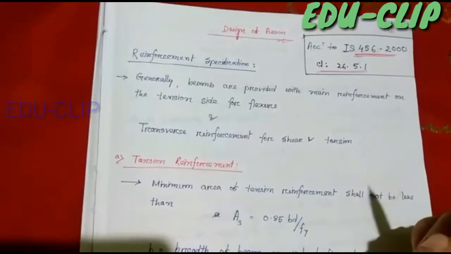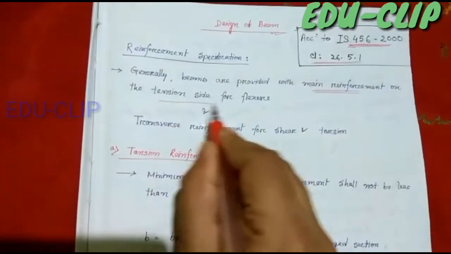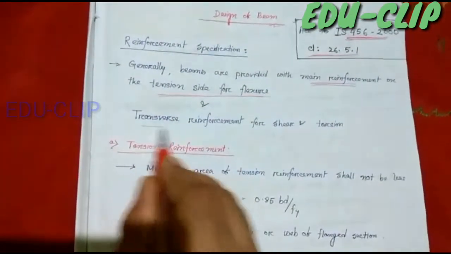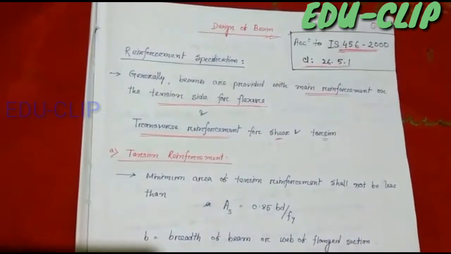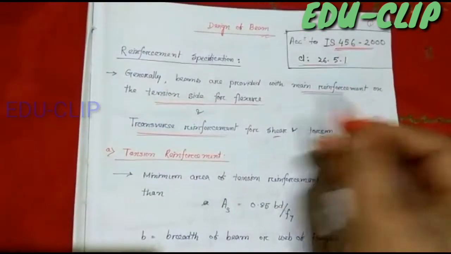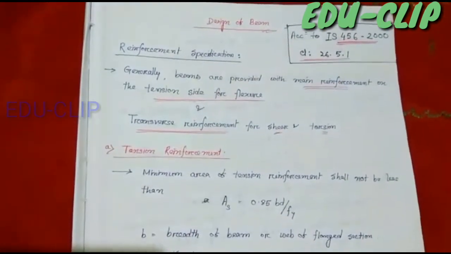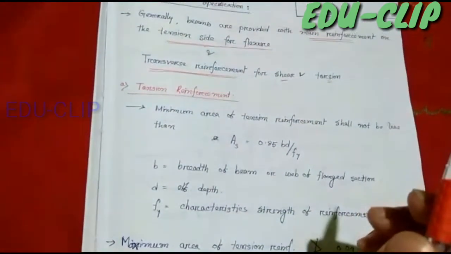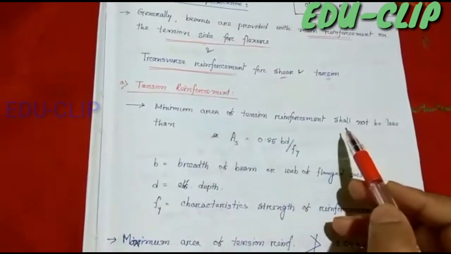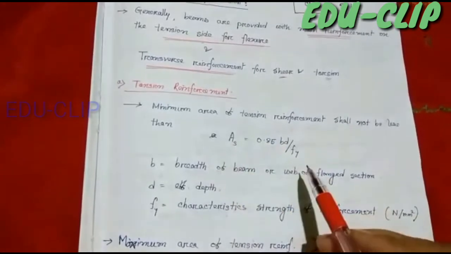So first of all, we know that beams are provided with main reinforcement on the tension side for flexure and transverse reinforcement for shear and torsion. So a beam is provided with two reinforcements, basically one main reinforcement on the tension side for flexure and transverse reinforcement for shear and torsion. Now first, tension reinforcement. The minimum area of tension reinforcement shall not be less than this formula.